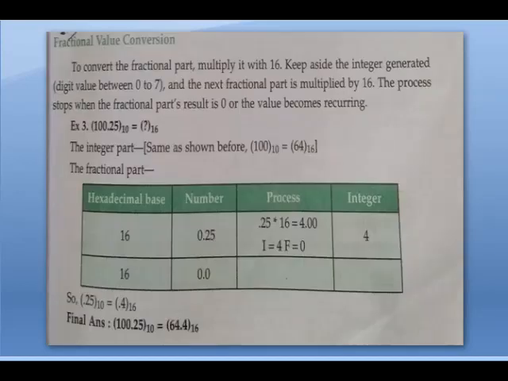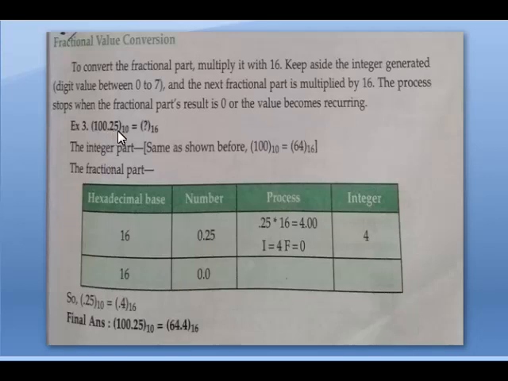Students, now we are going to see how to convert a fractional decimal value into a hexadecimal value. To convert the fractional part, multiply it with 16. Keep aside the integer part generated. Next the fractional part is multiplied by 16. The process stops when the fractional part result is 0 or the value becomes recurring, that is repeating again and again.